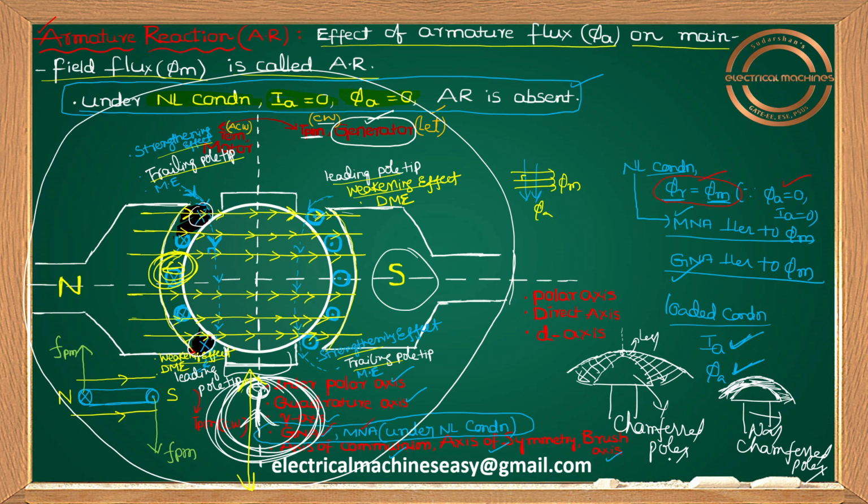I think I already told you, guys, for chamfered poles the distribution of flux in the air gap will be sinusoidal, whereas for non-chamfered poles the distribution of flux in the air gap will be trapezoidal, or flat topped waveform, which we already discussed in the synchronous machine. Please try to refer to that. In our DC machine, we won't use chamfered poles, we'll be using non-chamfered poles. If I use chamfered poles, you are going to have a sine wave, and if you use non-chamfered poles, you are going to have a flat topped, or trapezoidal, waveform.